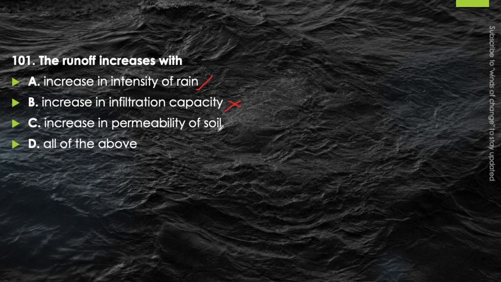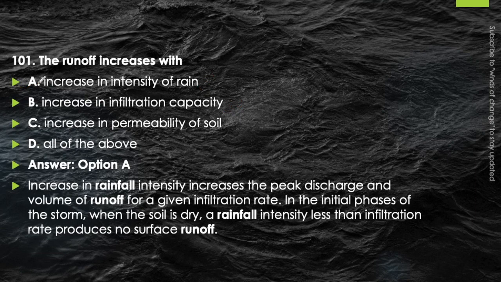While if the permeability will increase, the infiltration will increase. That is why it will also lead to the decrease in runoff. So option A will be the correct answer. That is, the runoff increases with increase in the intensity of rainfall.